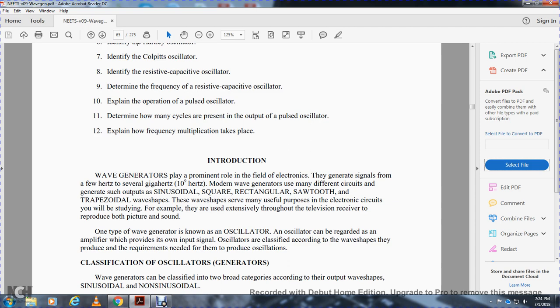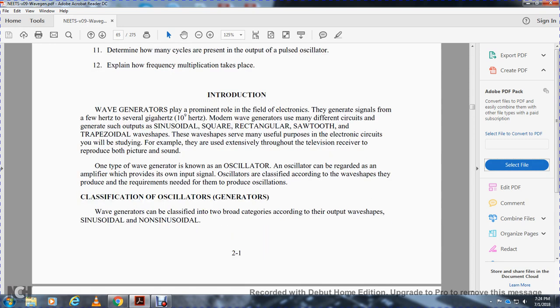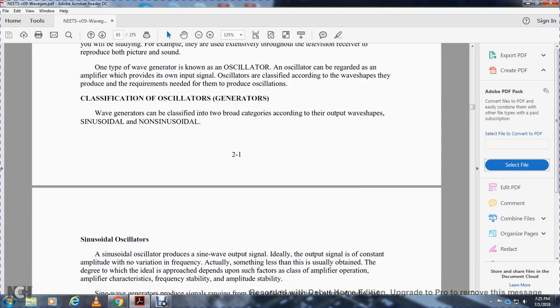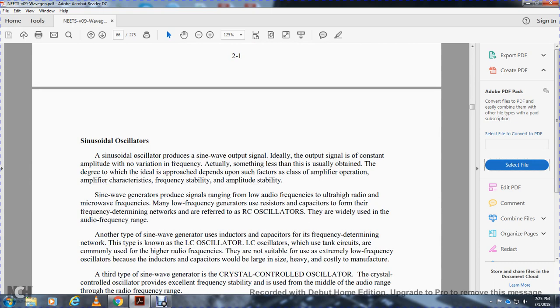One type of wave generator is known as an oscillator. An oscillator can be regarded as an amplifier that provides its own input signal. Oscillators are classified according to the wave shape that they produce and the requirements needed for them to produce oscillation. Classification of oscillators: wave generators can be classified in two broad categories according to their output wave shape, the sinusoidal and non-sinusoidal. Sinusoidal oscillators.